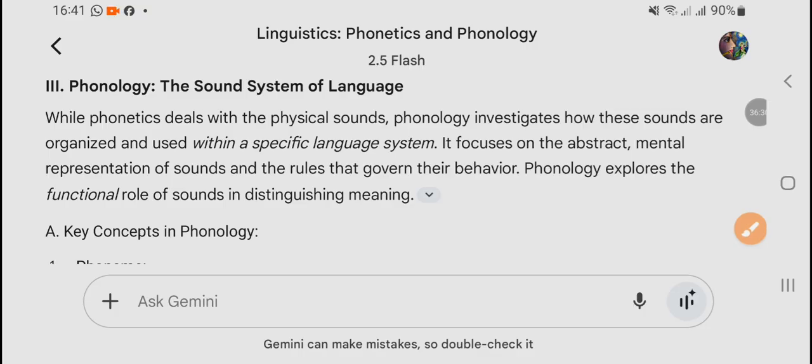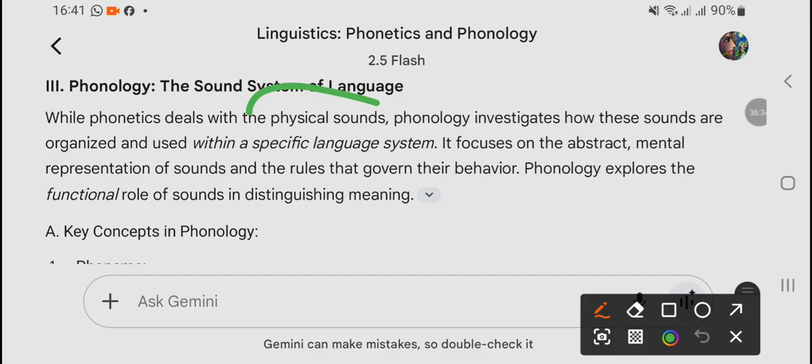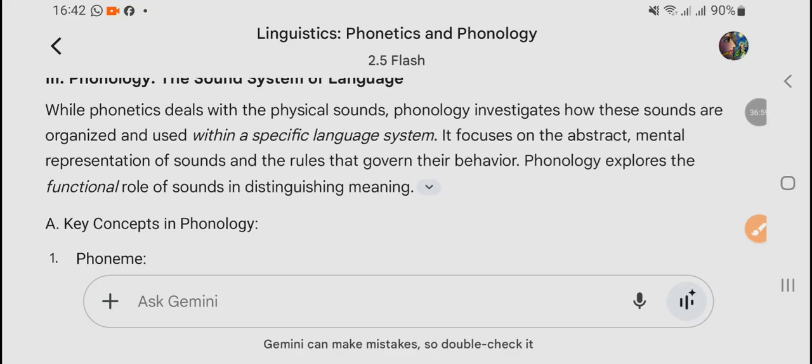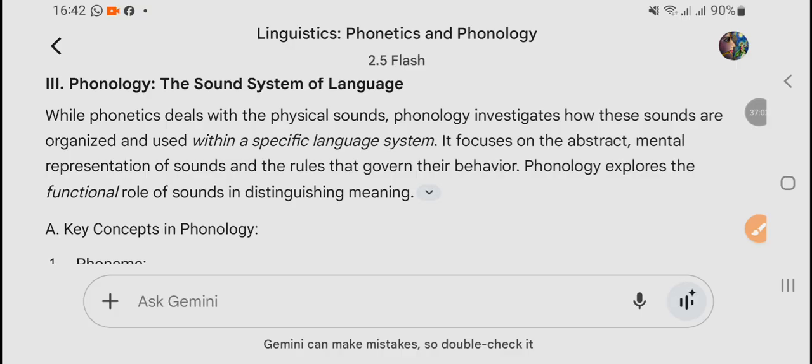Now phonology is different. While phonetics deals with physical sounds, phonology investigates how these sounds are organized and used within a specific language system. Suppose I use English and Hindi and write many things through my phone, but suppose another person speaks and understands another language, French, German, Tamil, Telugu, whatever, right? Then how does it work? The phone is the same, but phonology investigates how these sounds are organized and used within a specific language system. All alphabets are common, the keyboard is common, but how another language is produced, that is the part of phonology.